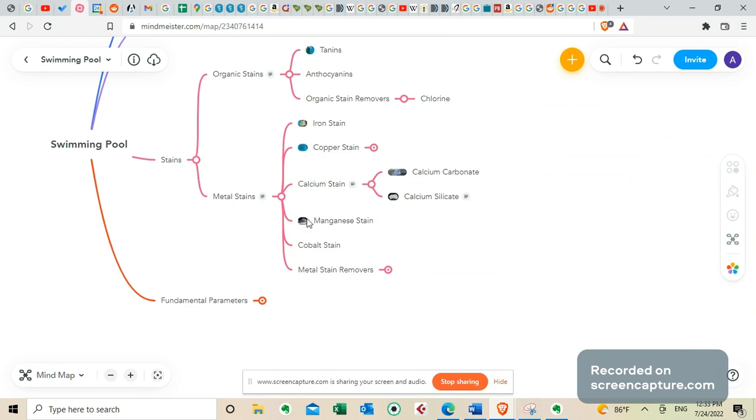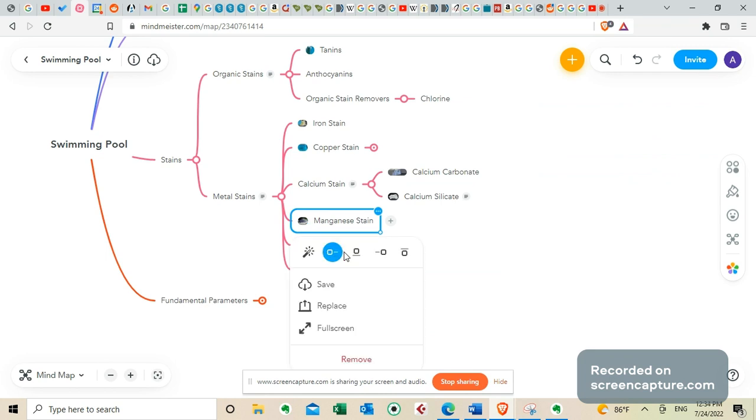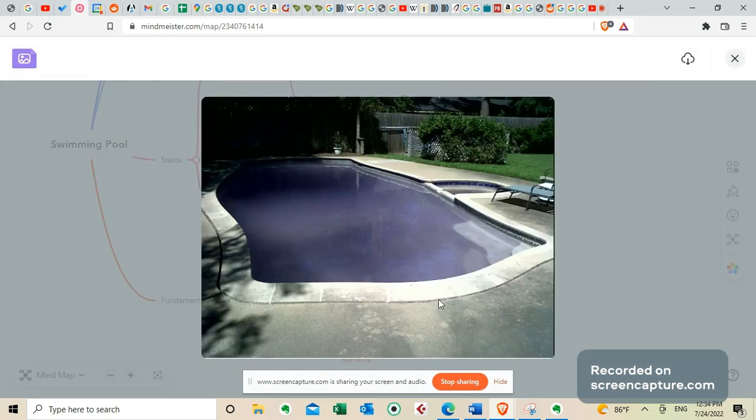Manganese is the next one. A manganese stain is, now we're getting into some very rare stains that you're probably not going to see very often. If you do have a manganese stain, it's going to make your pool look purple like this. Okay, this is like an extreme case. I don't know what the heck this guy did for his pool to get it to look like this. Like, it looks like Barney, the dinosaur.